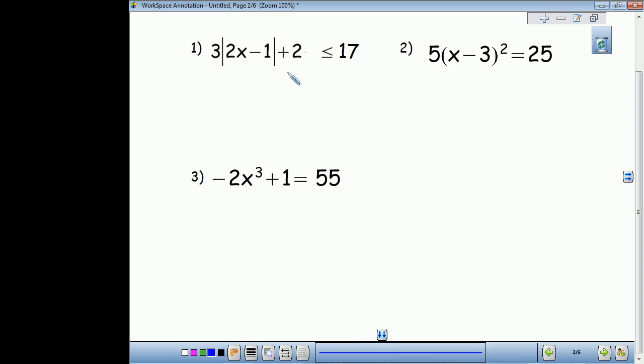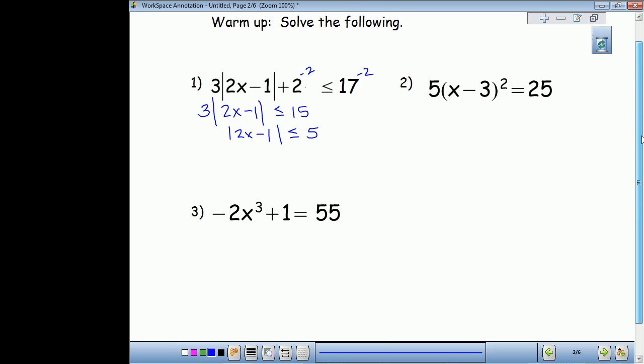Alright, so what we're going to do, in each one of these, is isolate the absolute value, or isolate what's being squared or what's being cubed, before we do the inverse and solve. In this case we're going to subtract 2 from both sides. So we get 3 times the absolute value of 2x minus 1 is less than or equal to 15. So we divide both sides by 3. And we get the absolute value of 2x minus 1 is less than or equal to 5.